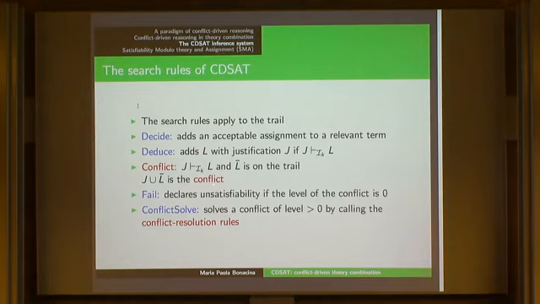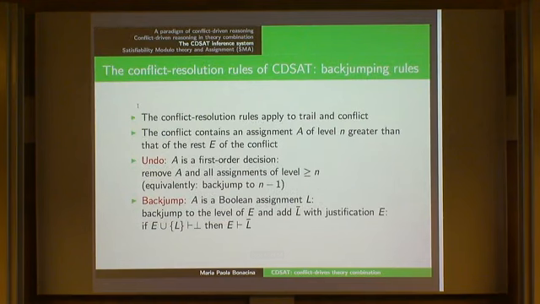Now, when a conflict arises, there are two rules. The fail rule declares unsatisfiability if the conflict is at level 0. The conflict solve rule attempts to solve a conflict of level greater than 0 by calling the conflict resolution rules. There are 4 conflict resolution rules in CDSAT. 2 are backjumping rules and 2 are unfolding rules that explain the conflict by unfolding it, replacing an element of the conflict with some other assignments. So let's see first the backjumping rules.